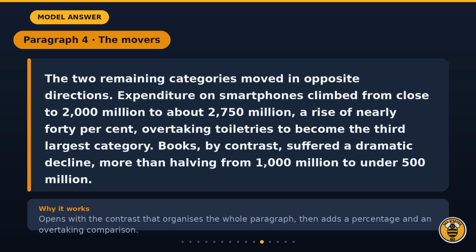Paragraph 4, the movers. The two remaining categories moved in opposite directions. Expenditure on smartphones climbed from close to $2,000 million to about $2,750 million, a rise of nearly 40%, overtaking toiletries to become the third largest category. Books, by contrast, suffered a dramatic decline, more than halving from $1,000 million to under $500 million.